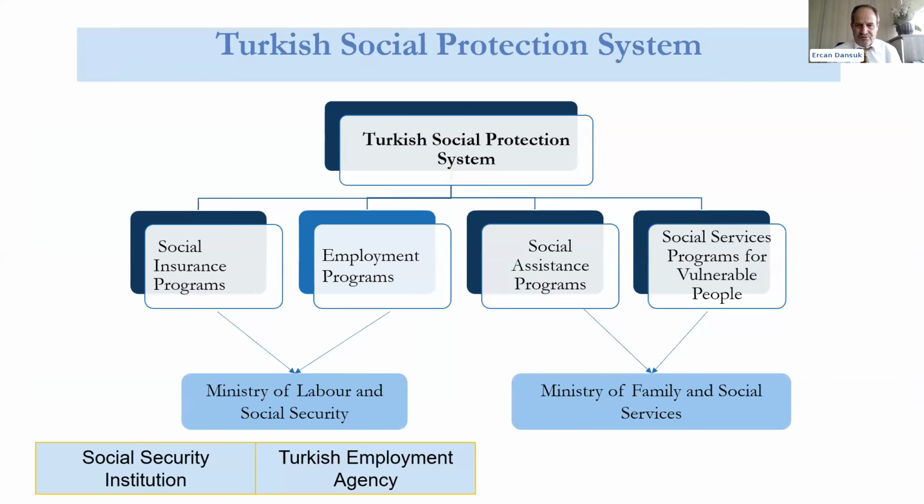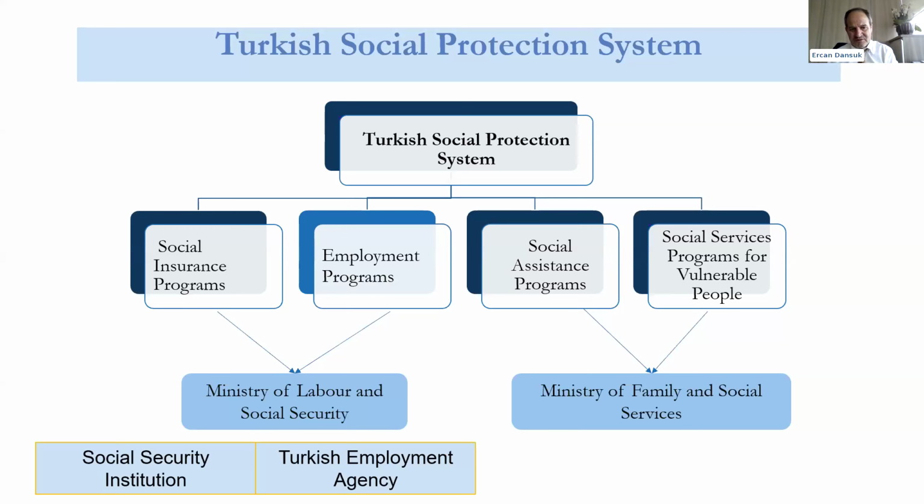Another big issue to solve in order to improve our social protection system is that it has a dual character. On one side, there is the social insurance and health system. On the other side, the social assistance and services system. The Ministry of Labor and Social Security runs the social insurance program and the employment programs. They especially provide services and programs for people registered in the social insurance program.